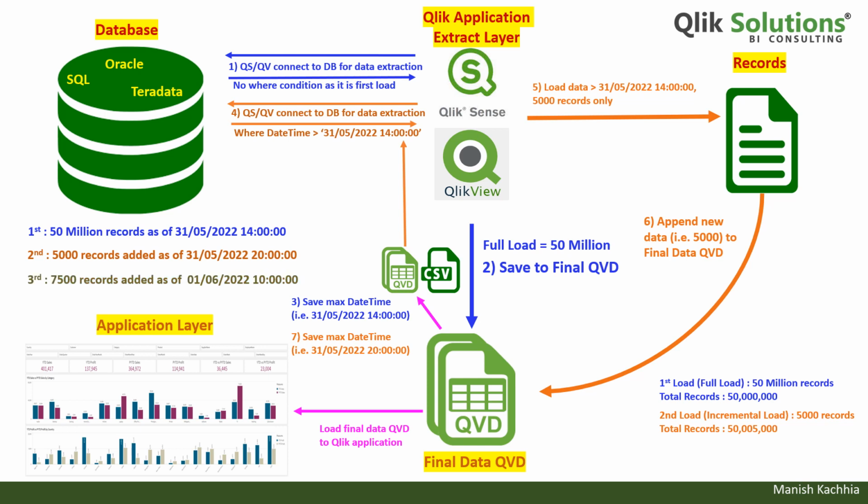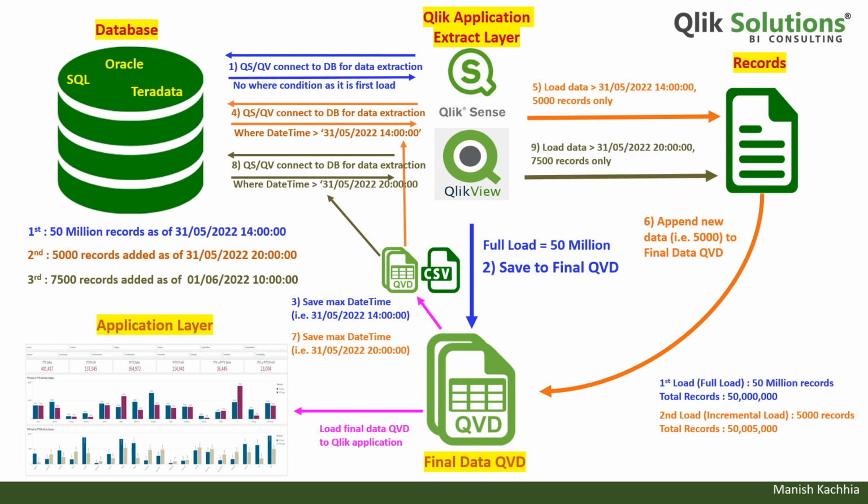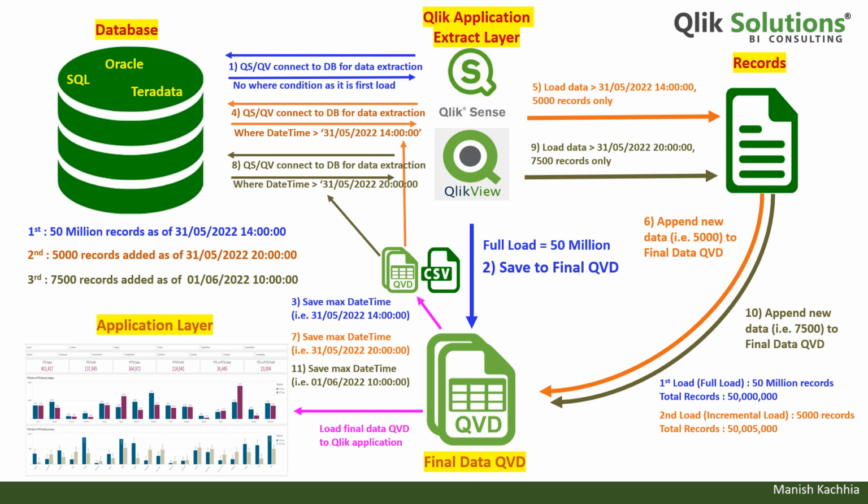Now say next day we are doing another load. So 1st of June 2022 at 10 a.m., another 7500 records added. The Qlik application will connect to the database with the database connection, and then it will use a where condition where we have maximum date and time as 31st May 2022 8 p.m., and doing the extraction we will get 7500 records only. These 7500 records now append to the final data QVD, and we will save the maximum date and time now, that is 1st of June 2022 10 a.m.